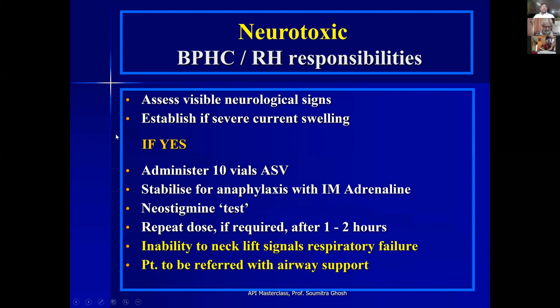And in neurotoxic bite, assess visible neurotoxic signs and establish if severe local swelling is there. If yes, then administer 10 vials of ASV and stabilize for anaphylaxis with adrenaline. The neostigmine test has to be done. Repeat the dose if required after 1 to 2 hours. Inability to neck lift signals respiratory failure, and the patient has to be referred for airway support, ventilator, etc. after doing these things. All these basic things have to be done in any periphery by any doctor working anywhere.